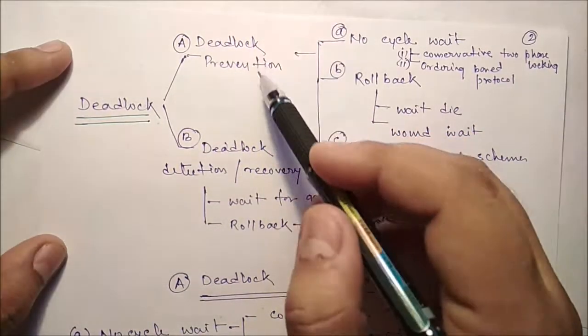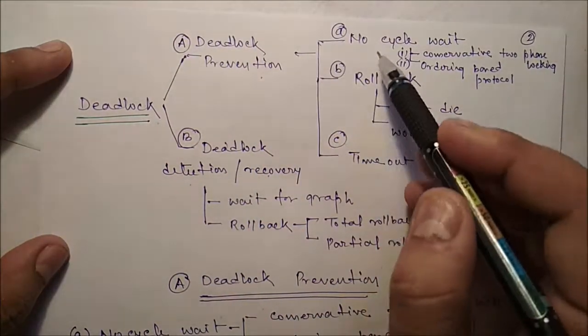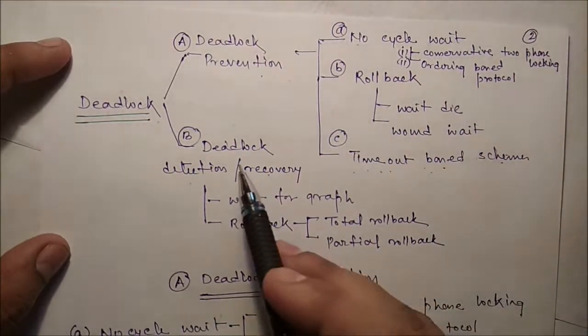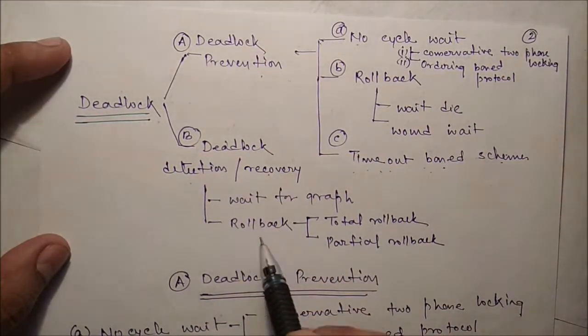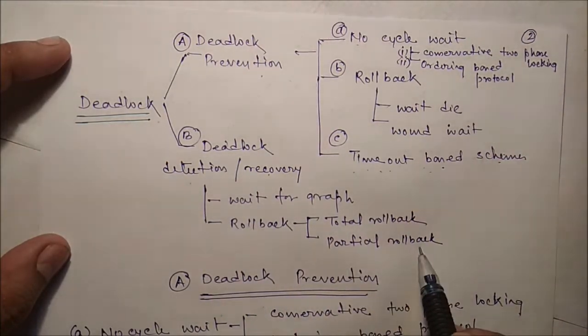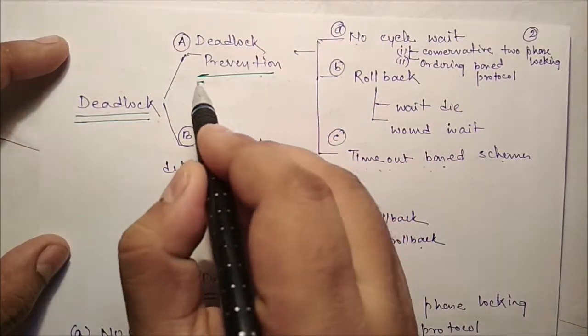Now there are two types: deadlock prevention and deadlock detection and recovery. Deadlock prevention is of three types: no cycle wait, rollback, and timeout based schemes. But in deadlock detection and recovery there are two types: wait-for graph and rollback, and rollback is total rollback and partial rollback. Now in this video we'll discuss the deadlock prevention techniques.